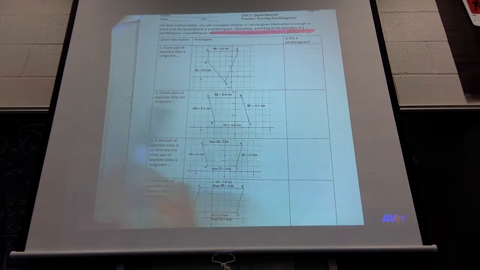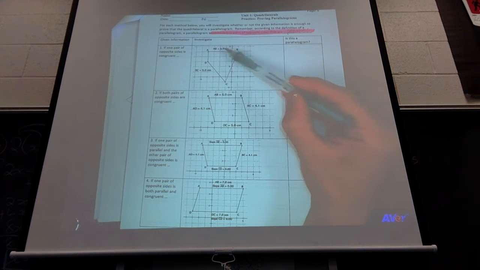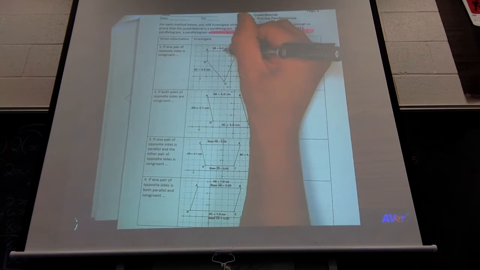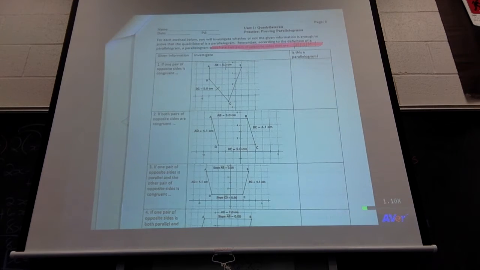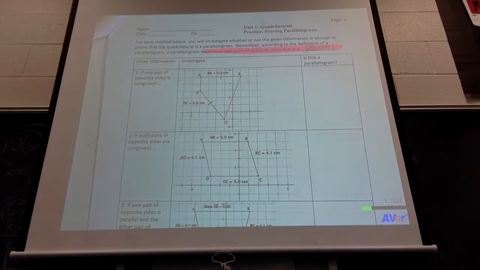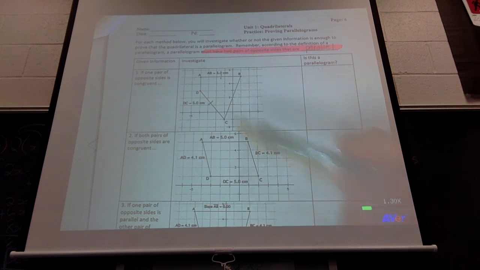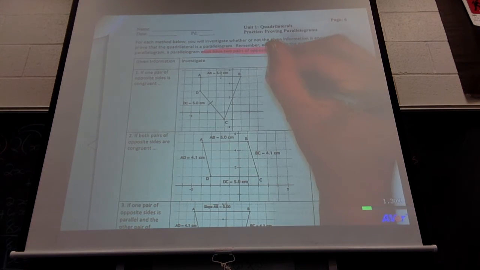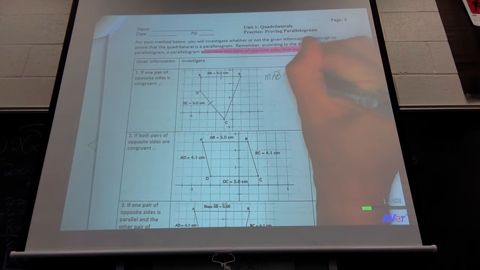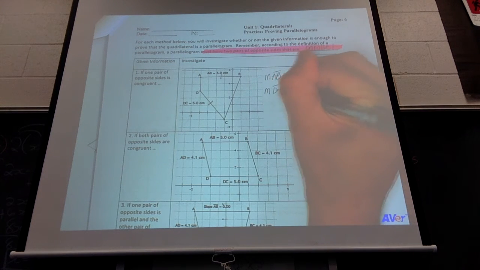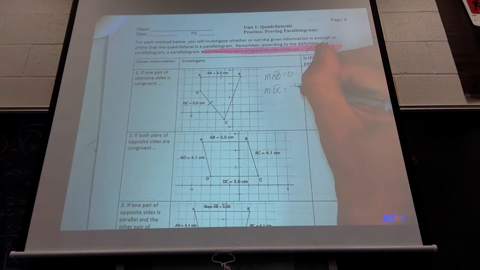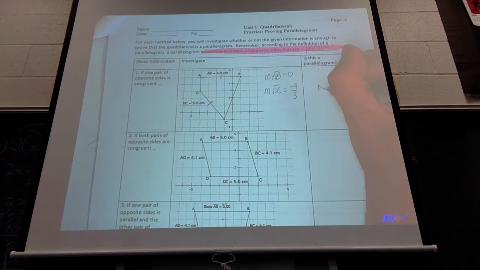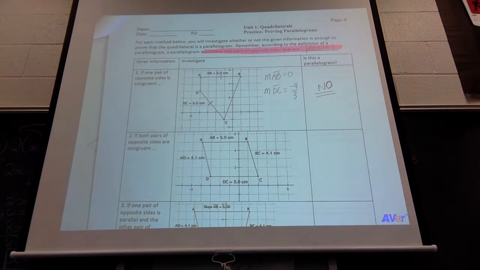So let's start with number 1. This quadrilateral has 1 pair of opposite sides that is congruent. Segment AB is 5 centimeters, segment DC is 5 centimeters. So what we're trying to identify is, is that enough to give us a parallelogram? Well, if opposite sides here are parallel, then this is a parallelogram. But we can see that the slope of segment AB is 0. That's a horizontal line. And the slope of the opposite side, DC, is -4/3. So the opposite sides are not parallel. Therefore, that is not a parallelogram.